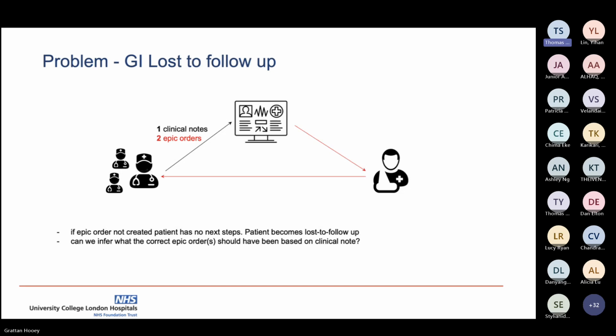So they would say something like, patient needs to be referred to said specialist, I will create the order. They don't create the order, but they've mentioned it in the note. And so if the order goes missing, it means that the patient ends up in sort of a limbo state. They haven't got anything to do. And so if enough time elapses, they end up lost to follow-up.